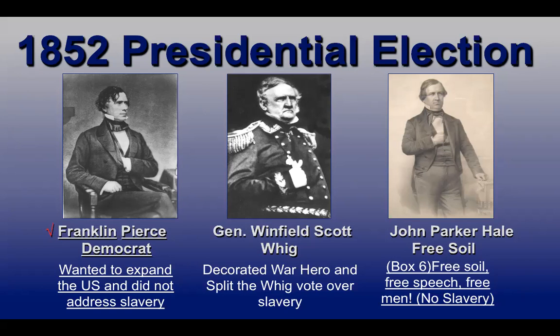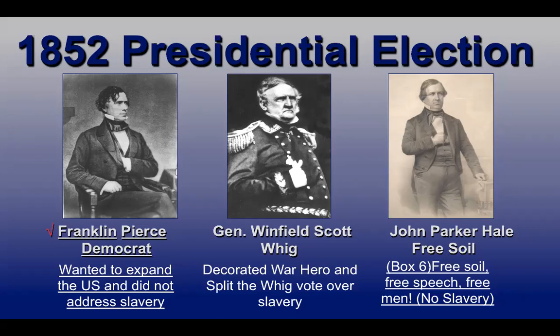And then the last person, this was a new political party here. John Parker Hale was part of the Free Soil Party. And the Free Soil Party, their motto, their platform really was free soil, free speech, free men.